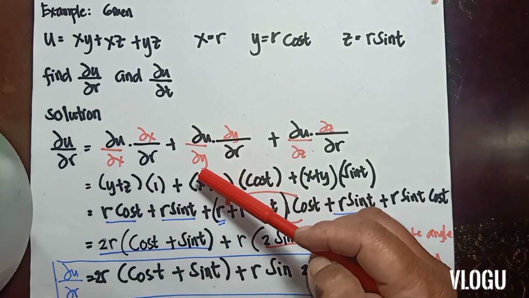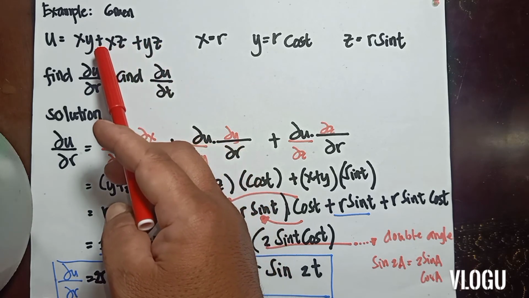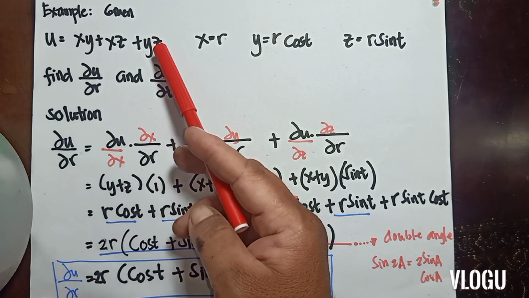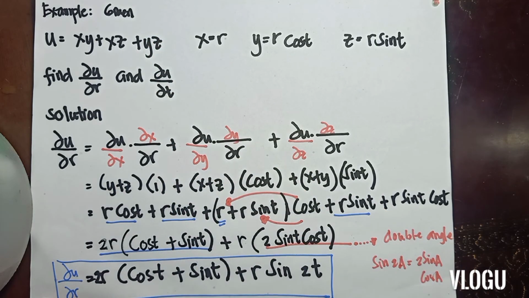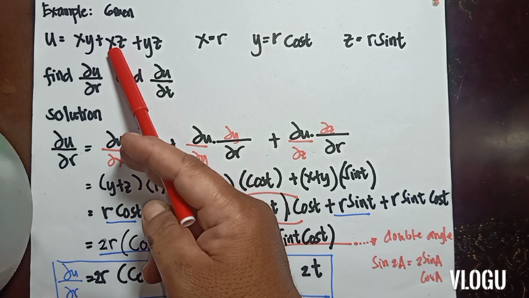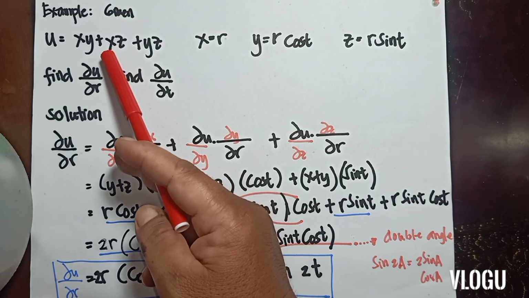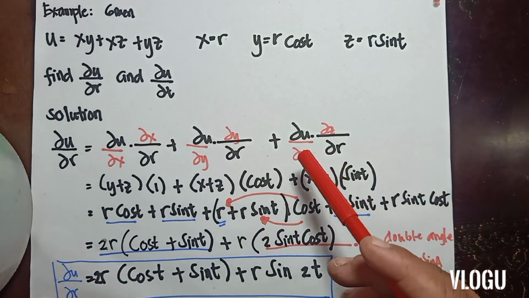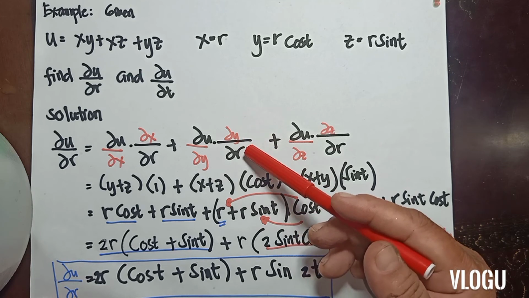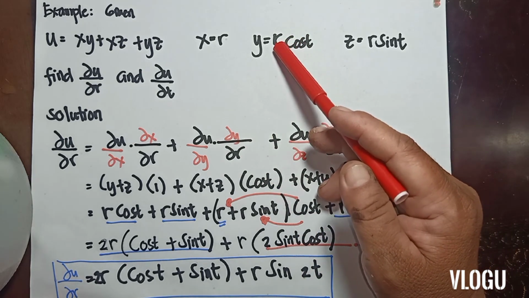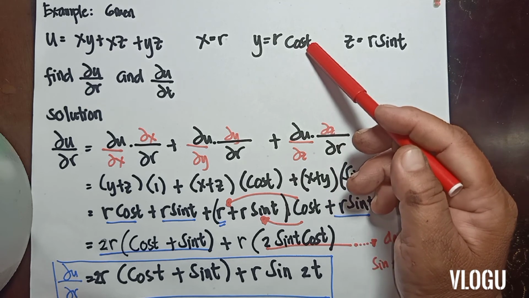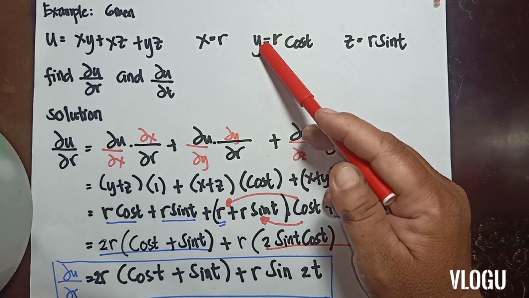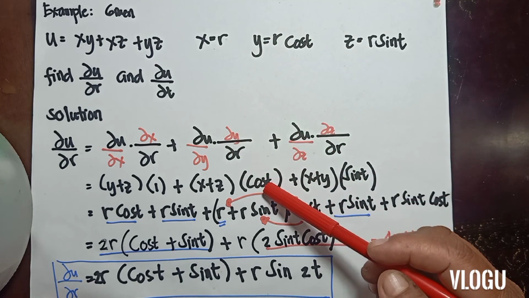Derivative of u with respect to y. Okay, this time, y is your variable. x and z are constant. So that's the reason we have x + z. How about xz? That becomes 0. Why 0? Because that is considered constant if your variable is y. So ∂y/∂r, meaning r is your variable. Cosine t, your t is constant. So therefore, the derivative of y with respect to r is equal to cos t.